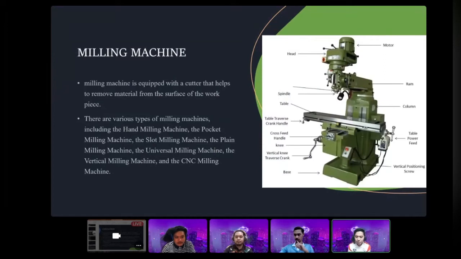Milling machine is equipped with a cutter that helps to remove material from the surface of the workpiece. There are various types of milling machine, including the hand milling machine, the pocket milling machine, the slot milling machine, the plane milling machine, the universal milling machine, the vertical milling machine, and the CNC milling machine.